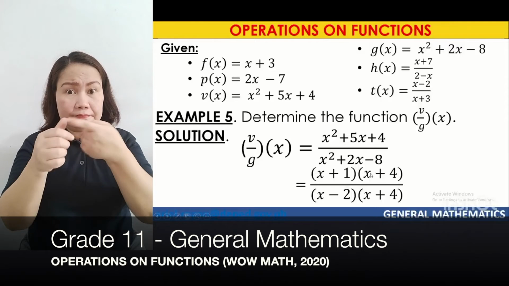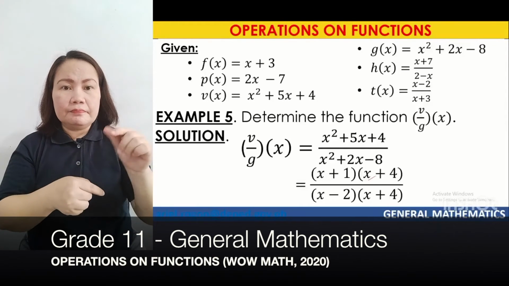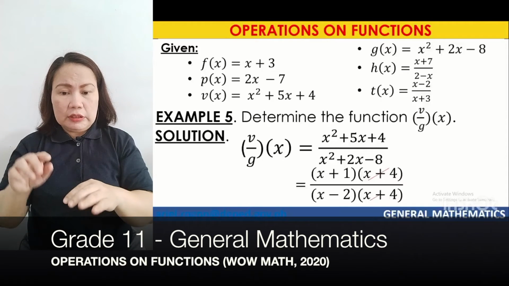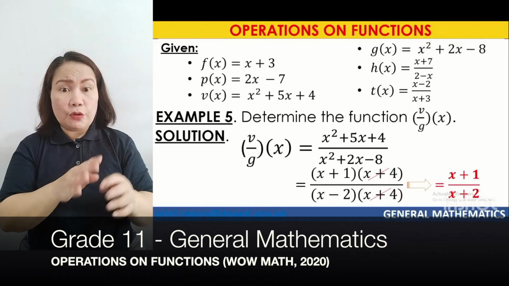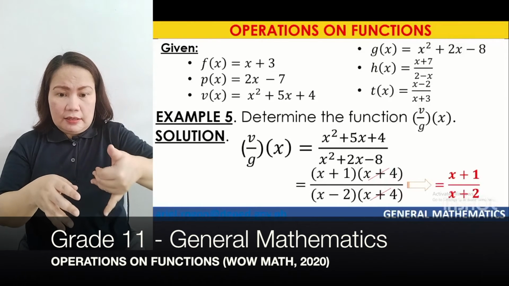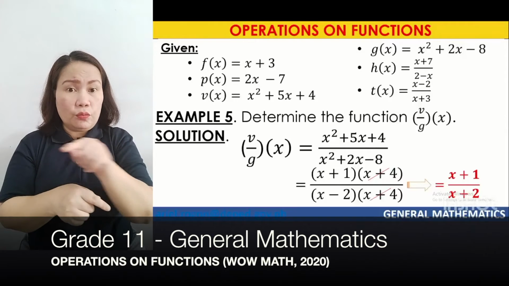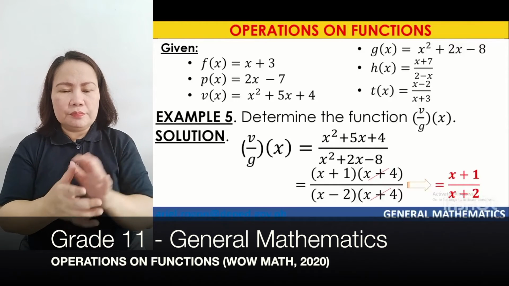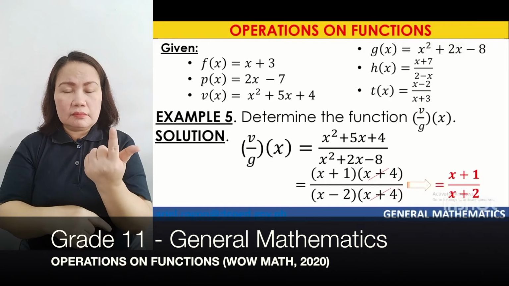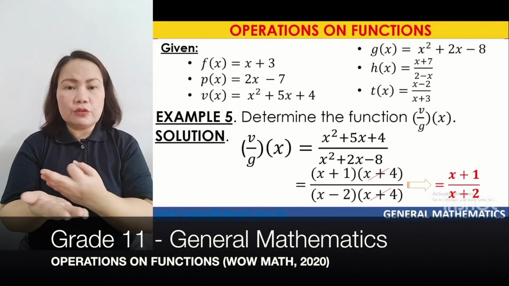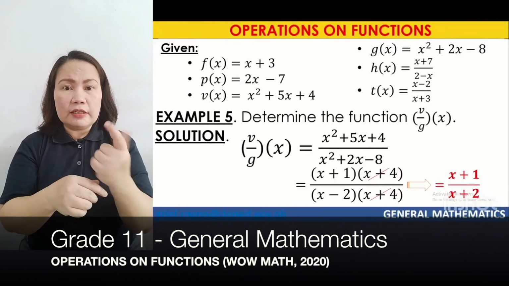Malinaw na pwede tayo mag-cancel dyan. So cancellation, x plus 4, ika-cancel natin yung x plus 4. So, ang final answer natin is x plus 1 over x plus 2. Ulitin ko, kapag division, tapos trinomial yung given, ang gagawin natin, mag-factor kayo. Kunin yung factors ng given trinomial para may maka-cancel tayo. Okay?